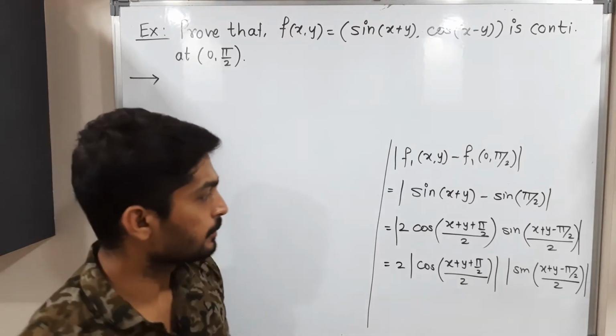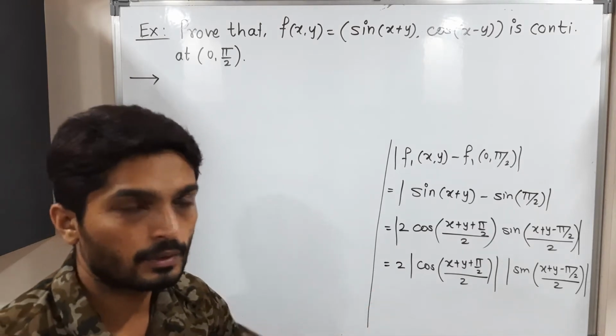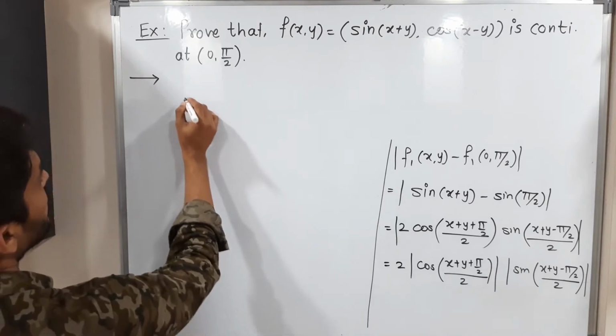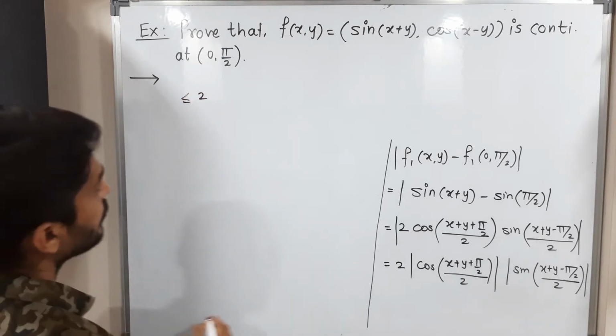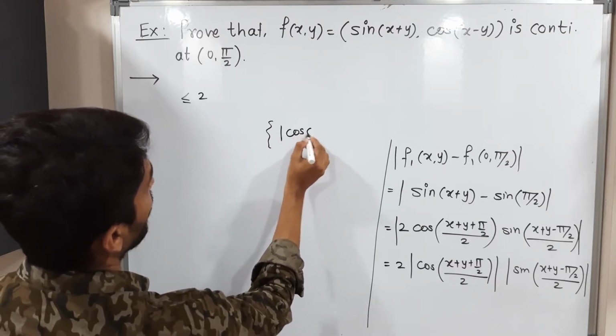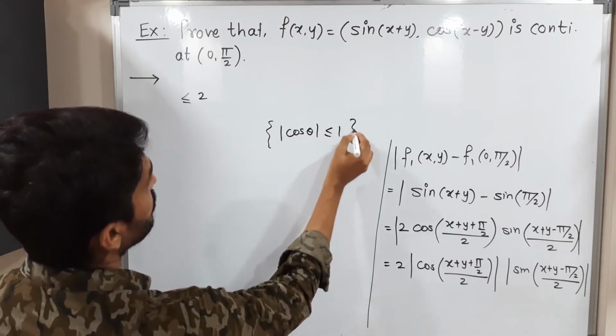So let us continue. With some space we have, I will write directly here. So this is less than or equal to 2. One important thing I am going to use is that mod of cos theta is always less than or equal to 1.